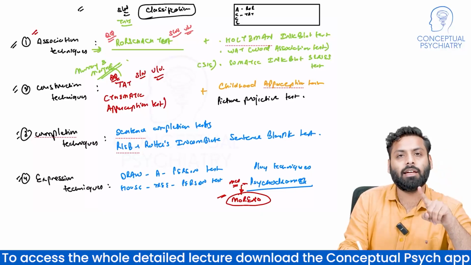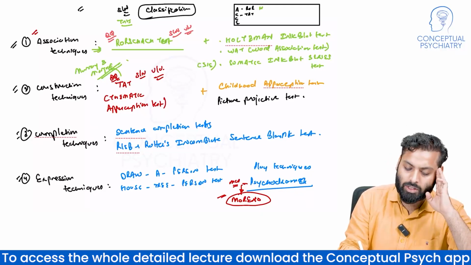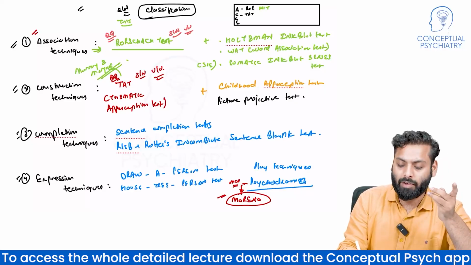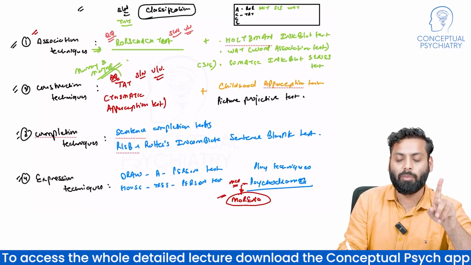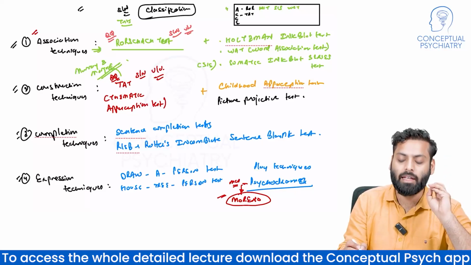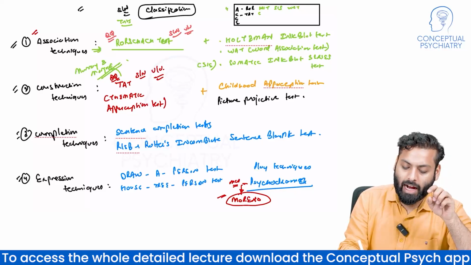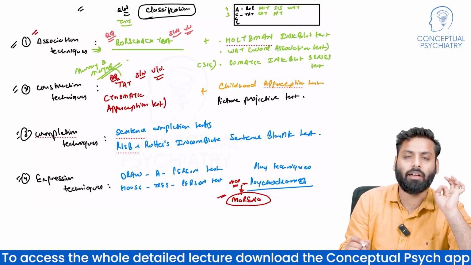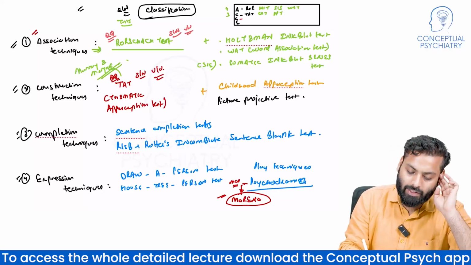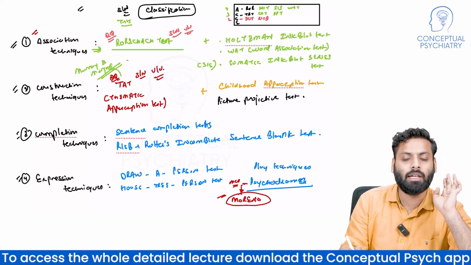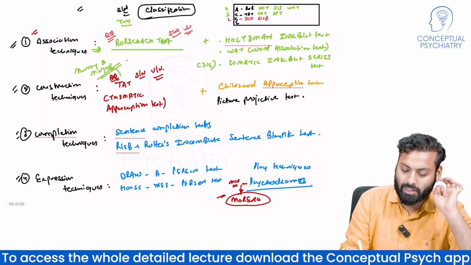Then Rorschach is inkblot. Similarly, we have Holtzman inkblot test. Then we have somatic inkblot series, and then we have VAT. You remember four there. Then TAT. Apart from TAT, you have CAT, very easy. Then you have PPT, the picture projective test. You have 3 there. Then in the completion tests, you have sentence completion test and you have RISB. You have 2 there.